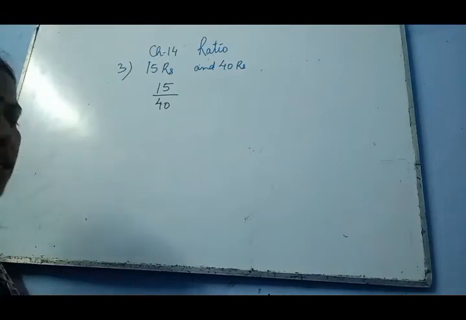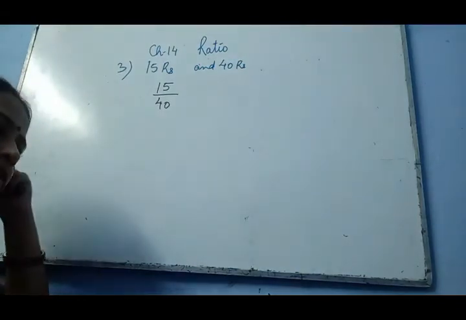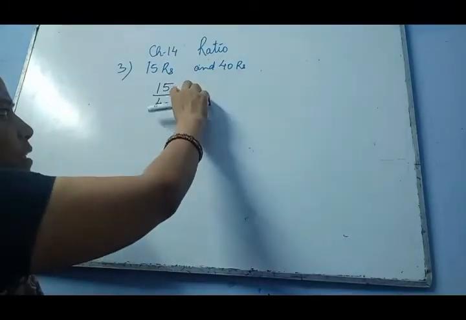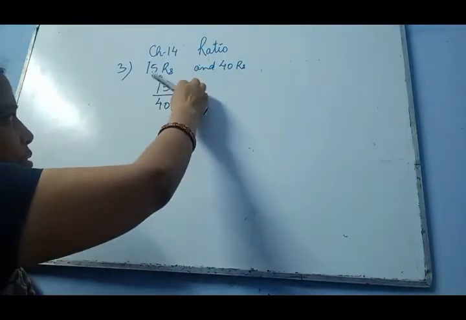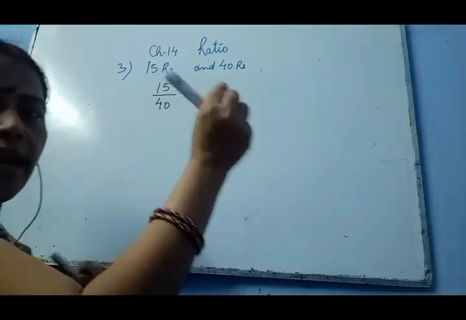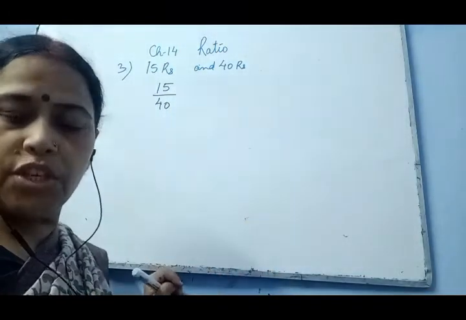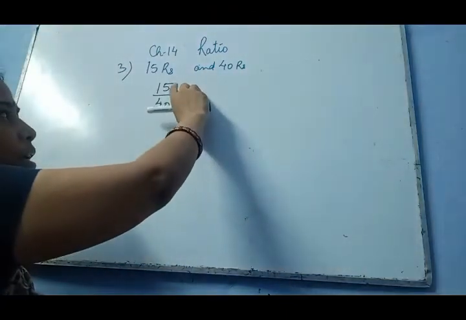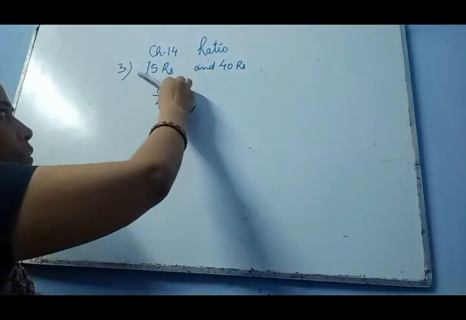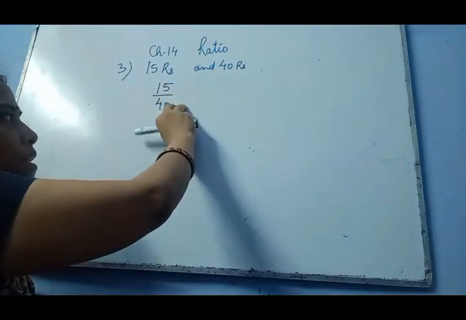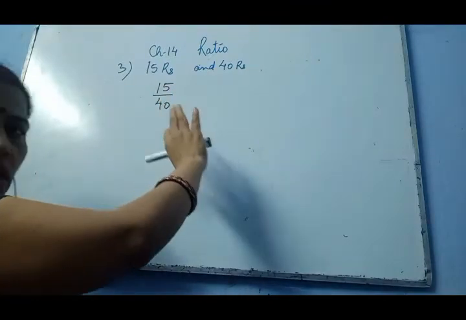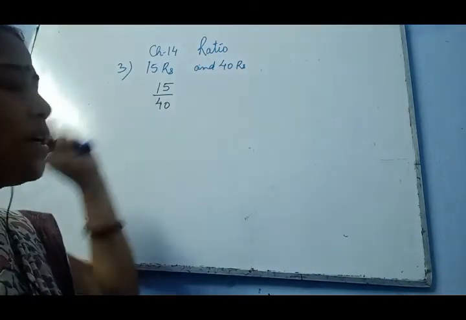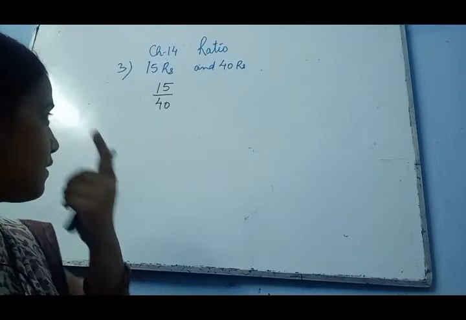Now what will we check? We will check the lowest number first, with what it is cutting. Here we have to see with which number both are cutting. 15 does not cut by 2, so we will not try with 2. With 3, 15 cuts, but 40 does not cut, so we will not try with 3 also. With 4, 40 cuts, but 15 does not cut, no need of trying with 4 also.